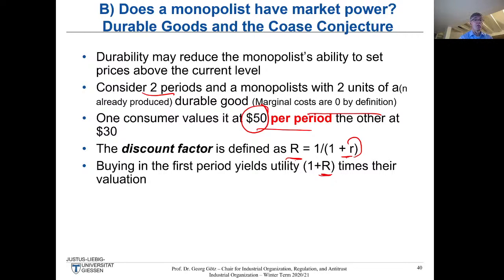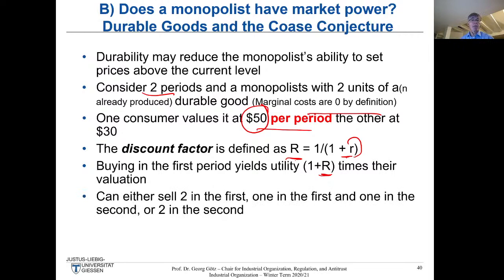That's what it is. You take into account what it's worth today and what it's worth tomorrow. Hopefully this is clear. Okay, now what can you do? You can either sell 2 units in the first period, so only 2 consumers, you have 2 units. Okay, you will see this makes still an interesting problem. You can either sell 2 units in the first period.